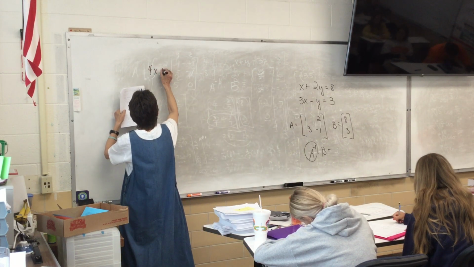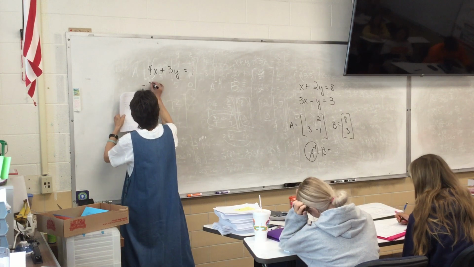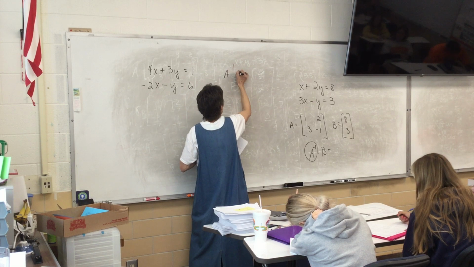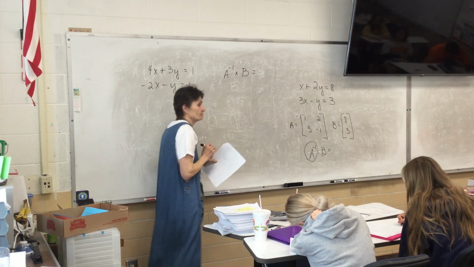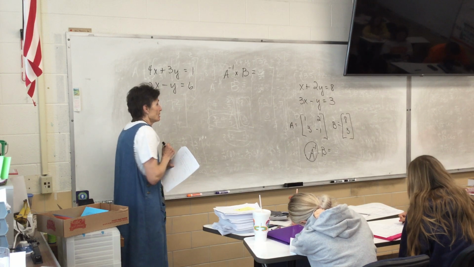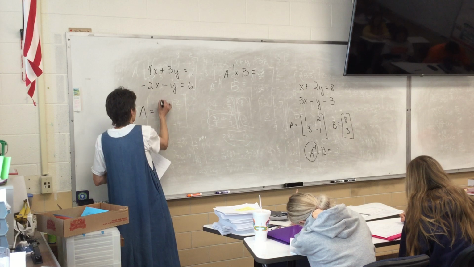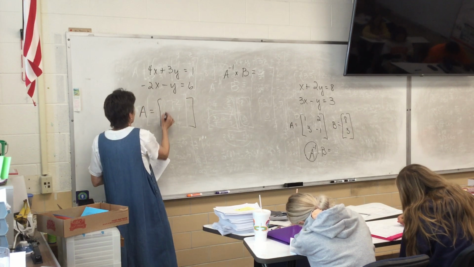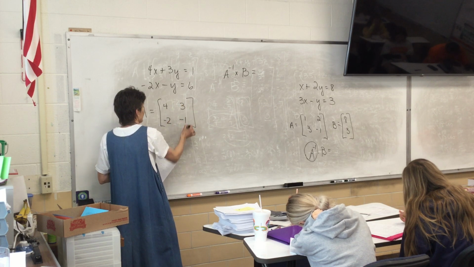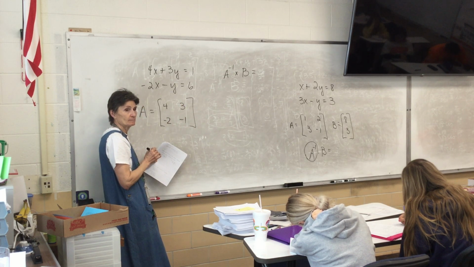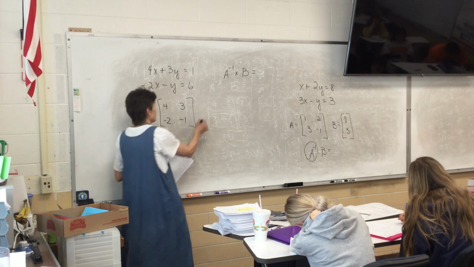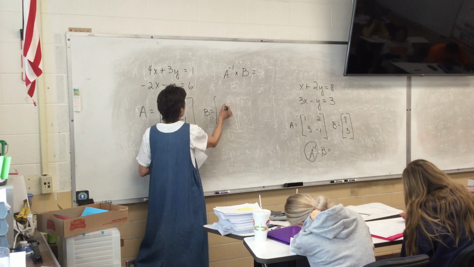All right, so you're solving using the inverse method. So that means ultimately I'm going to do A inverse times B. That's what I'm gonna do. So let's write down matrix A. Matrix A is 4, 3, -2, -1. And matrix B is 1, 6.